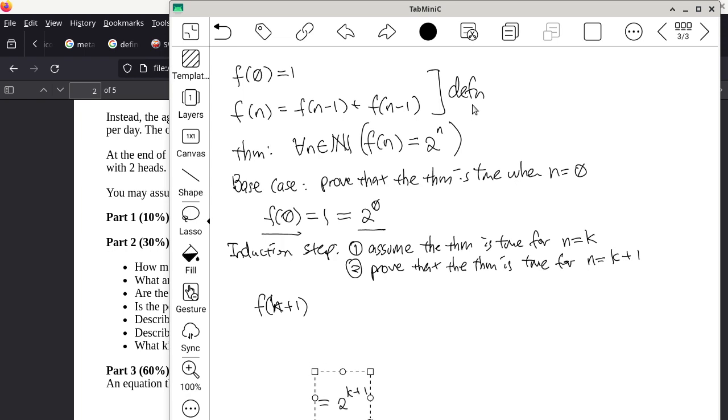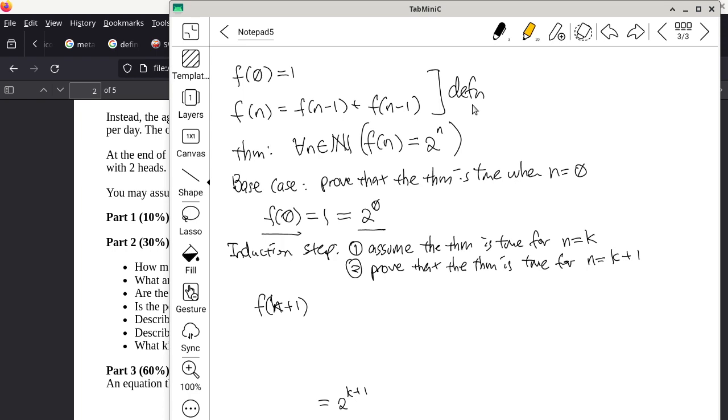Okay. So now the question is, what do we do in between to link f of k plus 1 all the way to 2 to the power of k plus 1? This one is pretty easy. It's boiling down to algebra again. But the magical step, once again, is first to use the definition to say that f of k plus 1, by definition, is f of k plus f of k. And that has to do with how f is defined. Is that okay?